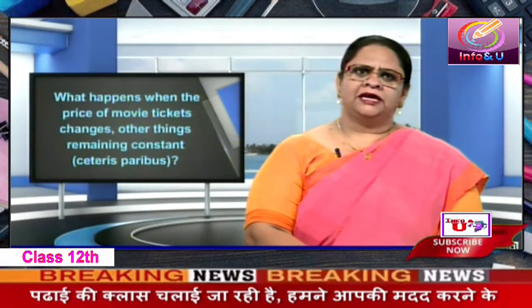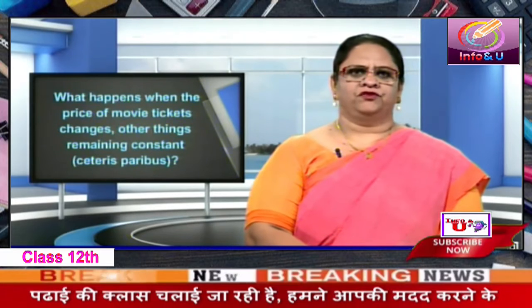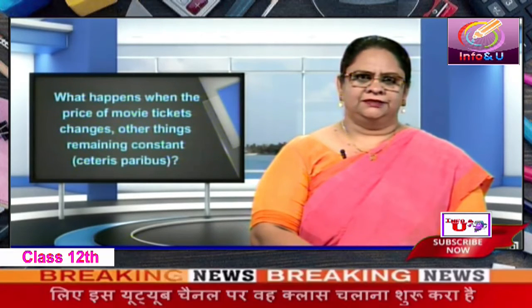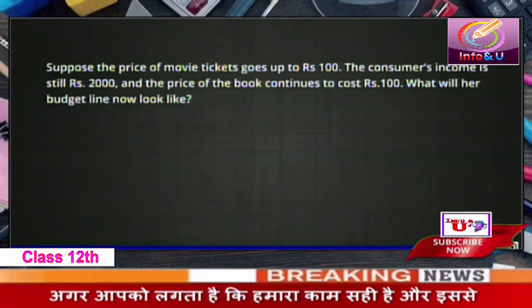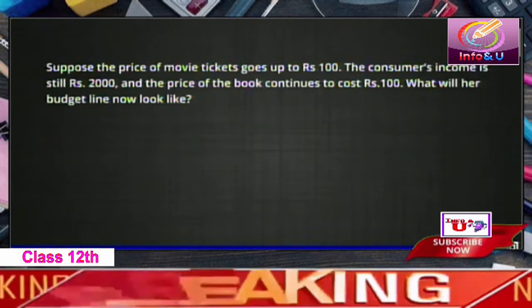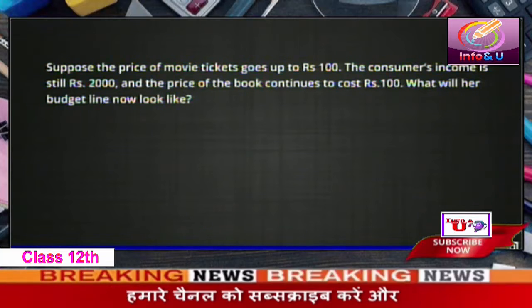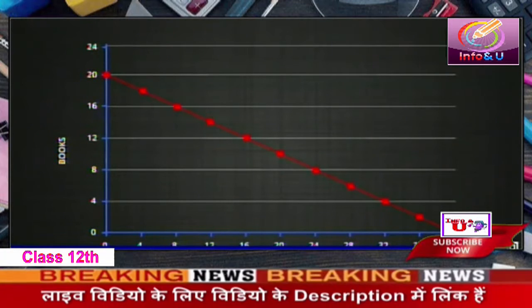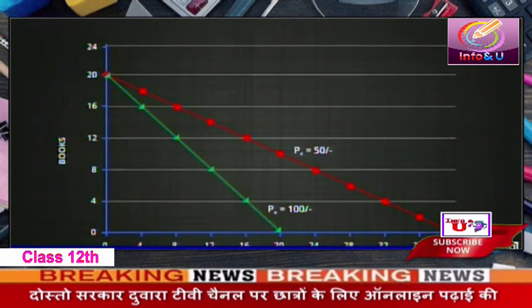We now look at what happens if the price of movie tickets changes, other things remaining constant. Suppose the price of a movie ticket goes up to rupees 100. The consumer's income is still rupees 2000 and the price of books continues to be 100 each. What will her budget line now look like? This is described in the diagram given. The green line is the new budget line.